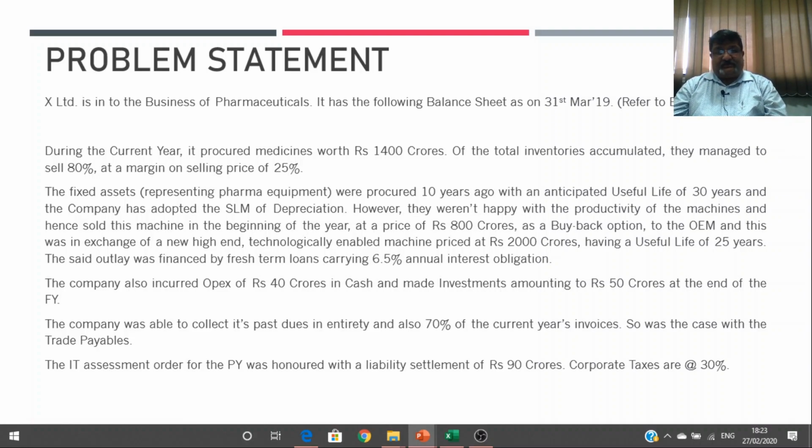The company was able to collect its past dues in entirety and also 70% of the current year's invoices. So was the case with the trade payables. The income tax assessment order for the previous year was honored with a liability settlement of rupees 90 crores. Corporate taxes are to be provided at 30%. So this is the problem statement, ladies and gentlemen. Now let's start with the preparation of the financial statements, and I will start with the profit and loss account or the income statement for the financial year 19-20 beginning April 1st, 2019, ending 31st of March 2020.